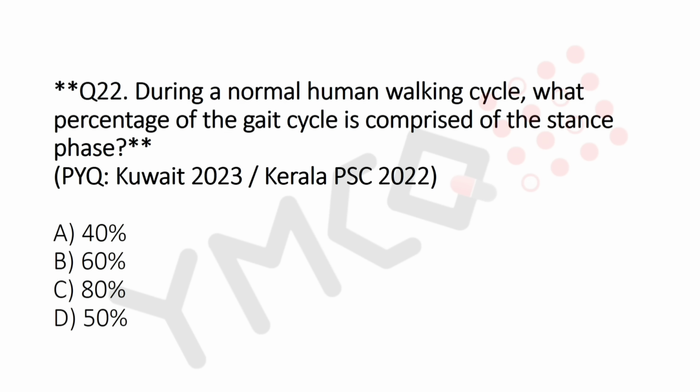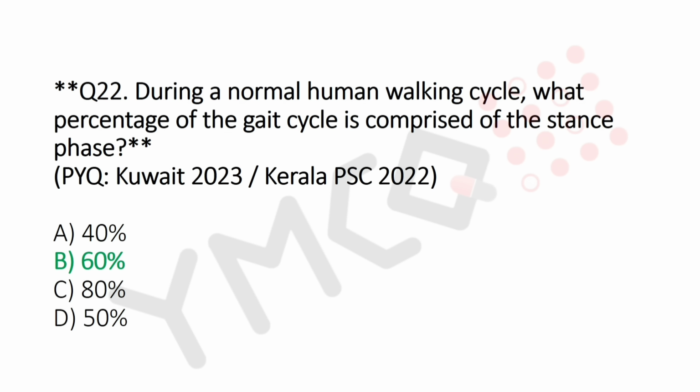During a normal human walking cycle, what percentage of the gait cycle is comprised of the stance phase? Option A, 40%. Option B, 60%. Option C, 80%. Option D, 50%. And the answer is option B, 60%.